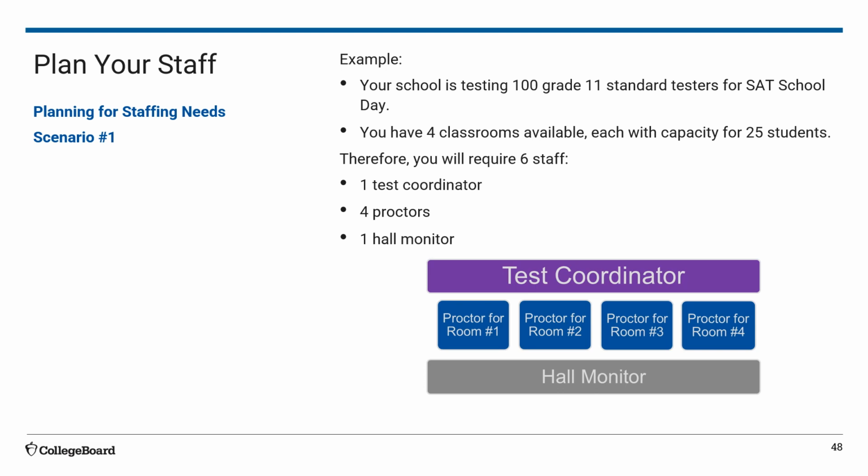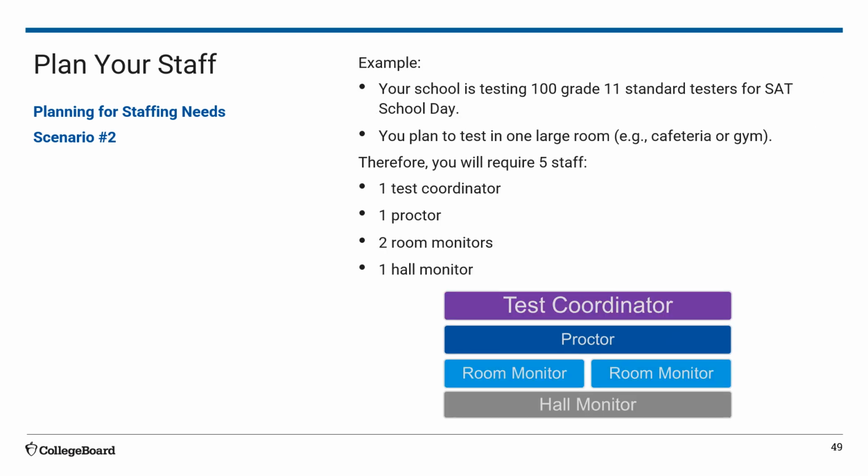Here's an example staffing scenario. Your school is testing 100 grade 11 standard testers for SAT school day. You have 4 classrooms available, each with a capacity for 25 students. So you're going to need 6 staff, 1 test coordinator, 4 proctors, and 1 hall monitor.